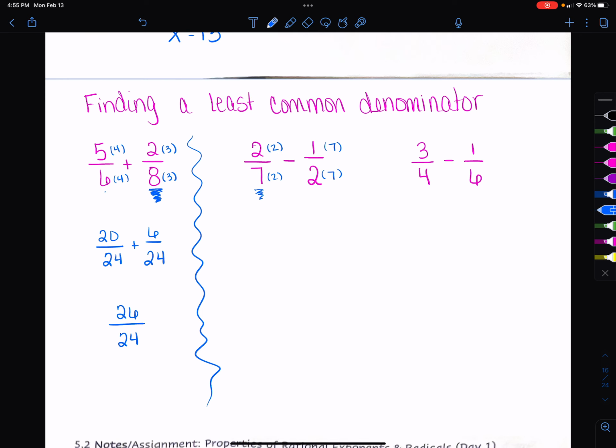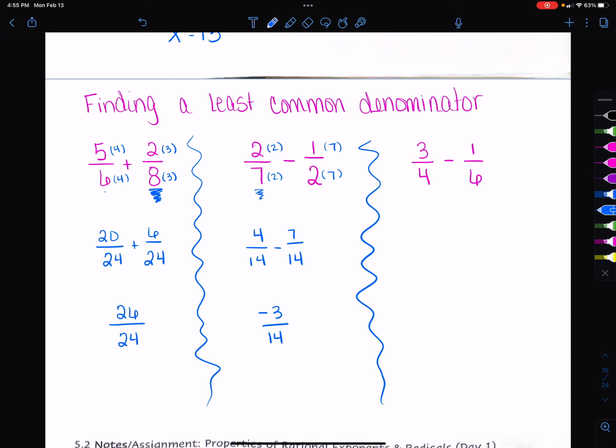Now I will have 4 over 14 minus 7 over 14. So 4 minus 7 gives me negative 3. Keep the common denominator of 14. All right, let's try one more.